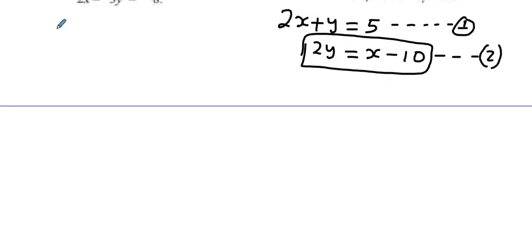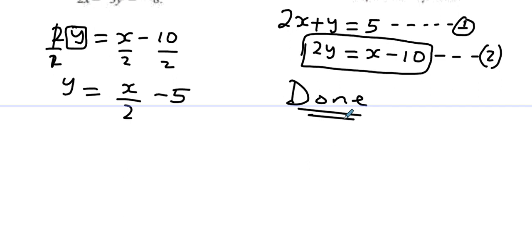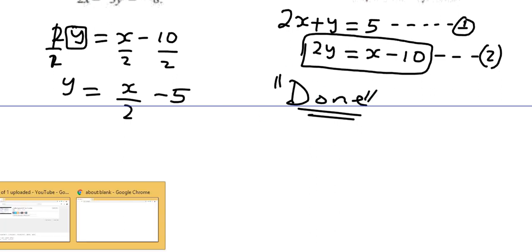Let us type it here. 2y equals x minus 10. We want to make y the subject. It is easy for us. Divide by 2, divide by 2, divide by 2. Then this will be y equals x over 2 minus 5. Oh, wow. I guess I did this question. Okay, this question is done. You have to refer to the previous videos, and then you do that. Yeah, this question was done, so we don't have to waste time on this.